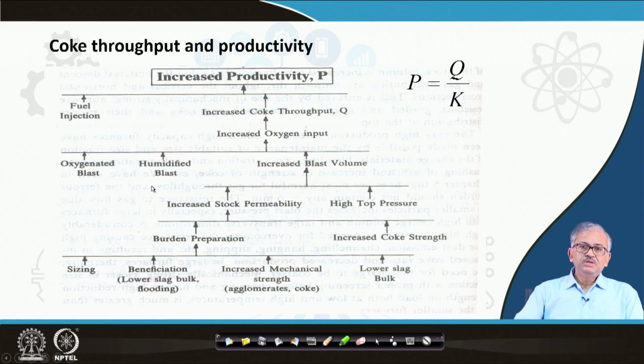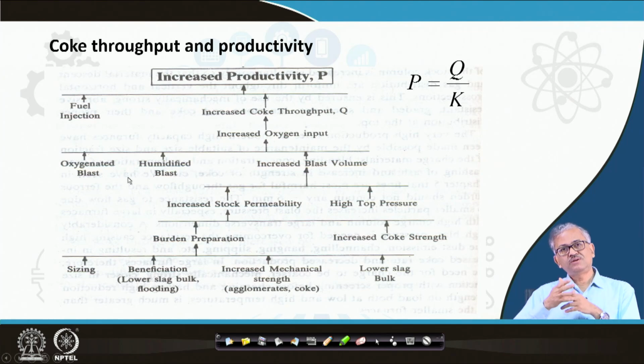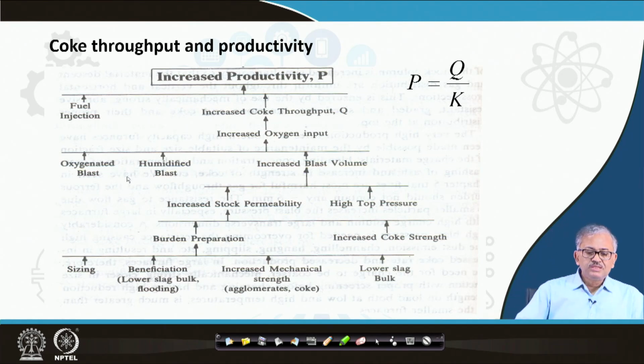Another thing is the humidified blast. If I give the humidified blast, then it also supplies oxygen, because H2O obviously contains oxygen. Or with an oxygenated blast, I am replacing some amount of nitrogen from the air. Usually the oxygen is 21 volume percent. If I give some extra oxygen into the air blast, it can be 23% oxygen, 77% nitrogen, or 25% oxygen, 75% nitrogen. This way I can increase the oxygen input into the blast.